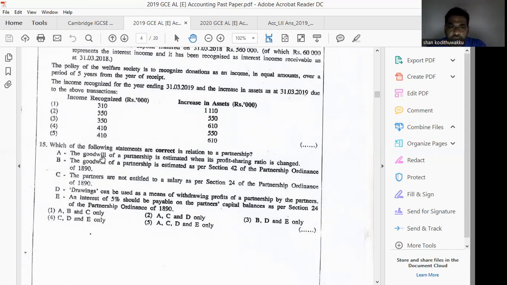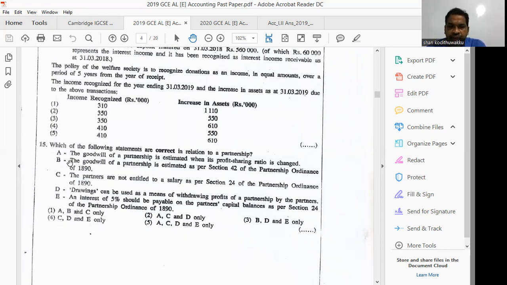The goodwill of a partnership is estimated when its profit sharing ratio is changed, correct? We normally calculate goodwill when there's a change in the ownership. Therefore, that is correct, and we can select the answers having A. We can reject answer 4 because A is not there. When it comes to answer 3 also, A is not there. Therefore, we can reject answers 3 and 4. Then we can go further with answers 1, 2, and 5.